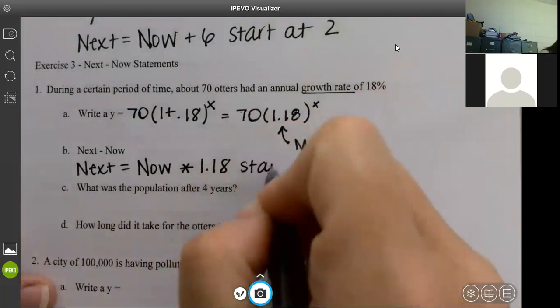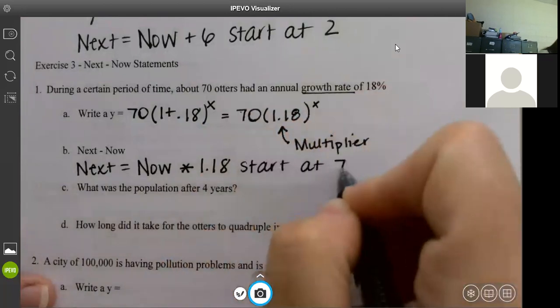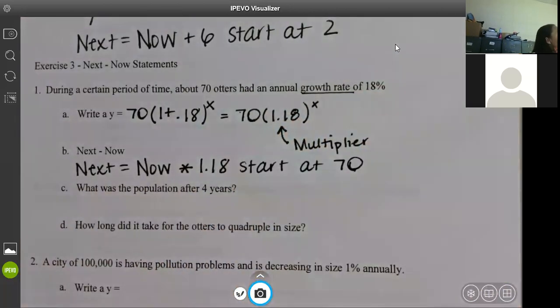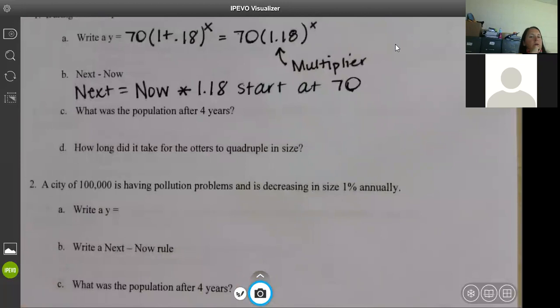What was our beginning value? Start at 70. Nothing changes. The only difference is instead of add, it's going to be a multiply. That's your next now. We'll talk about C and D in a minute. I want to go ahead and write some more.